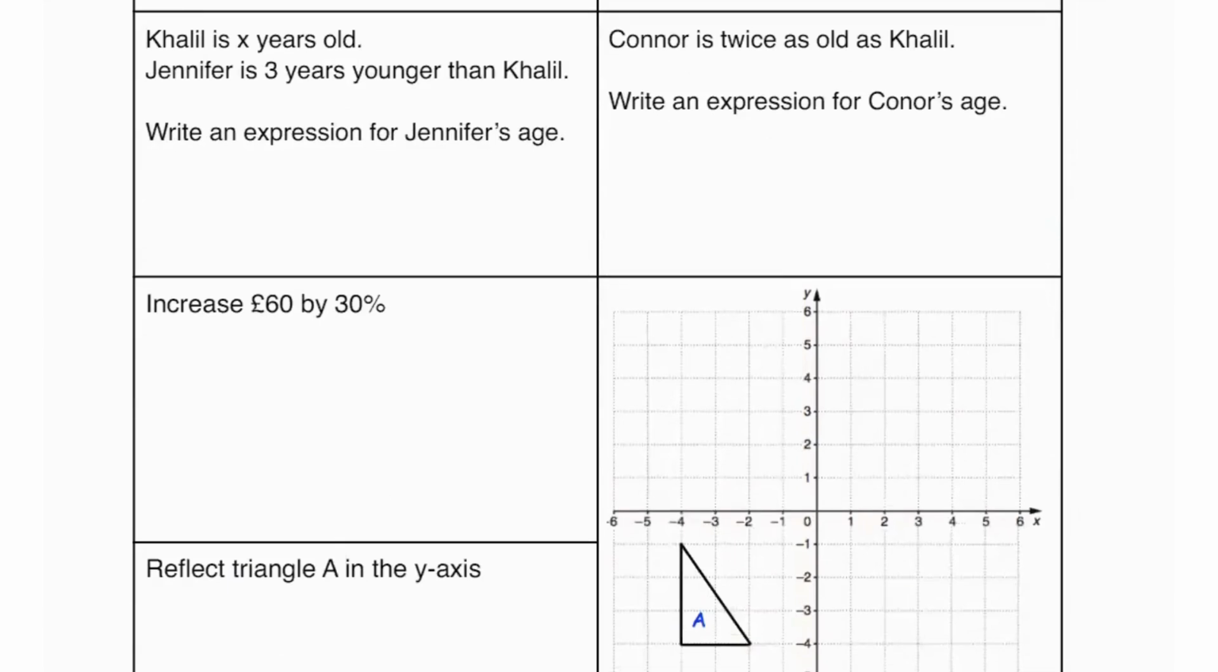Next question says Khalil is X years old. Jennifer is 3 years younger than Khalil. Write an expression for Jennifer's age. So if she's 3 years younger than Khalil, that means it's going to be X minus 3, because we're going back 3 years. And then it says Connor is twice as old as Khalil. So if Khalil is X years old, Connor is going to be 2X.